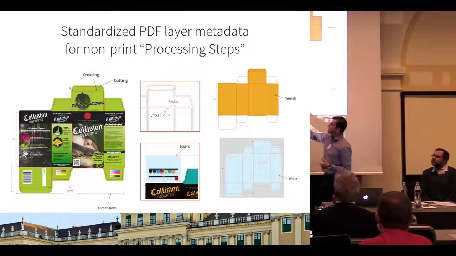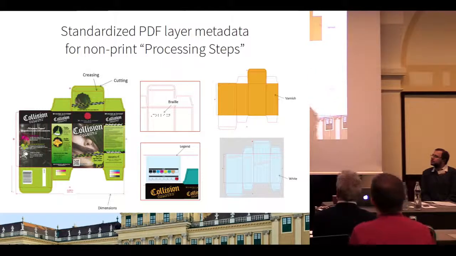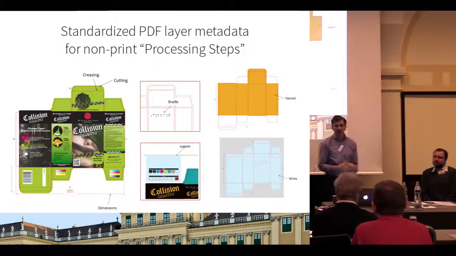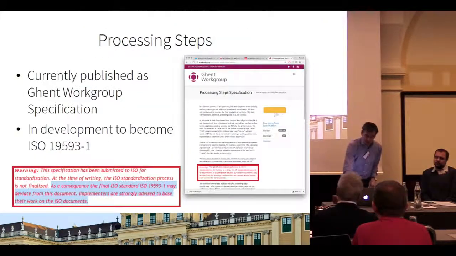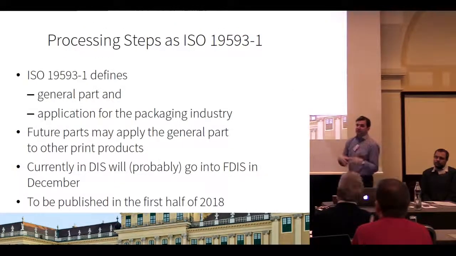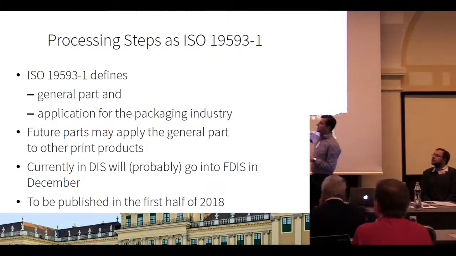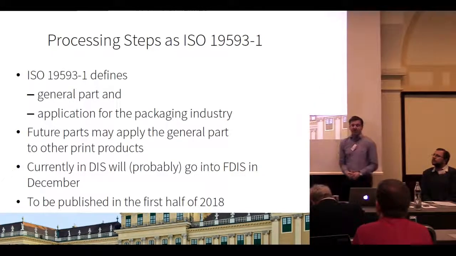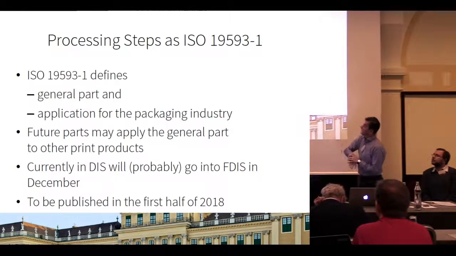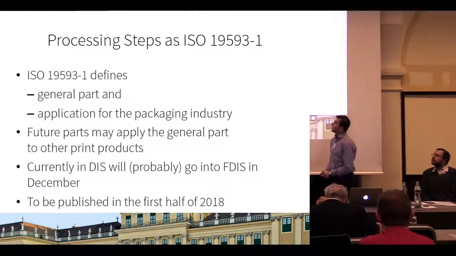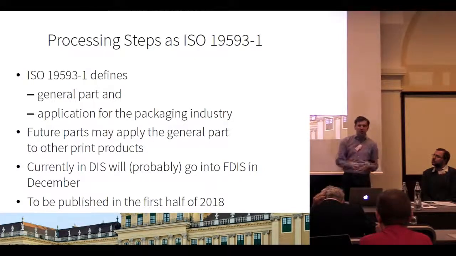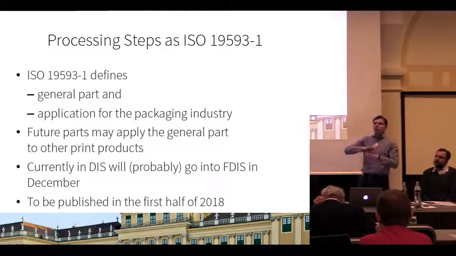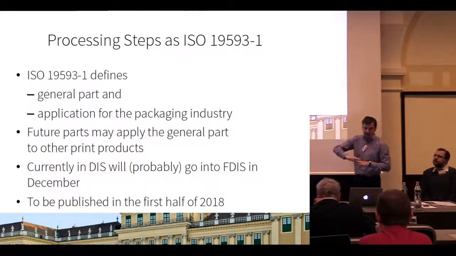So it would, of course, be nice for a creator to use just the same information as a processor of the file to be able to automatically process that PDF file. And then you use layers and you use standardized metadata in order to define what role this particular layer plays in your PDF file. And in the ISO standard 19593, there is a general part which defines how this metadata has to be incorporated into the PDF file and what rules are possible between such layers.